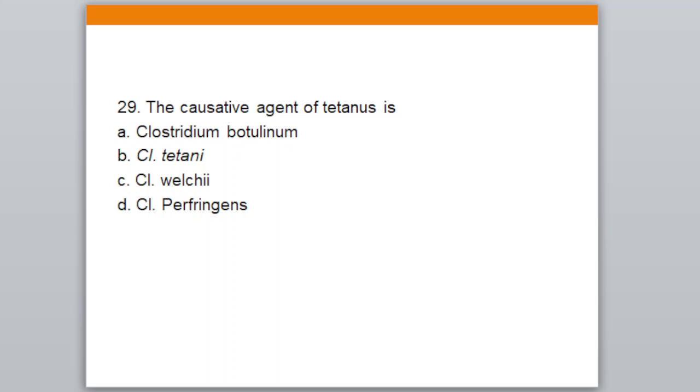Question 29. The causative agent of tetanus is A. Clostridium botulinum, B. Clostridium tetani, C. Clostridium welchii, D. Clostridium perfringens. Your correct answer is B, Clostridium tetani.